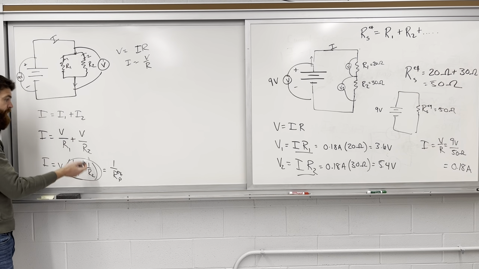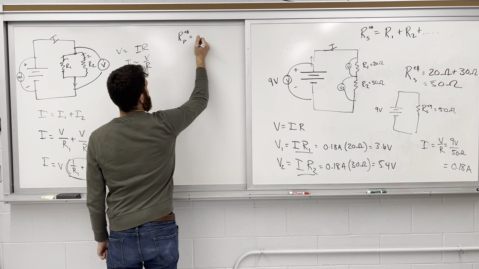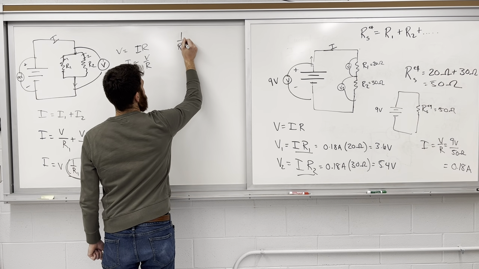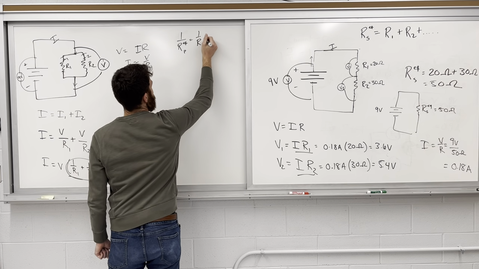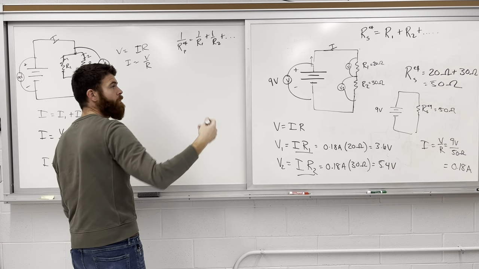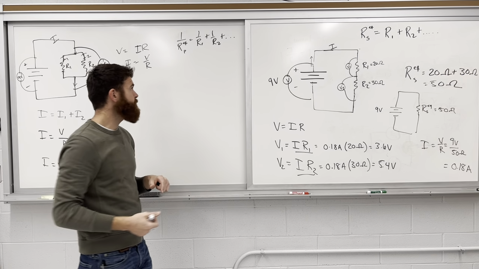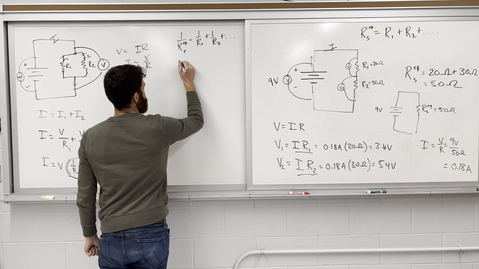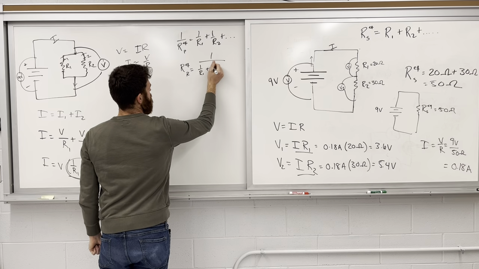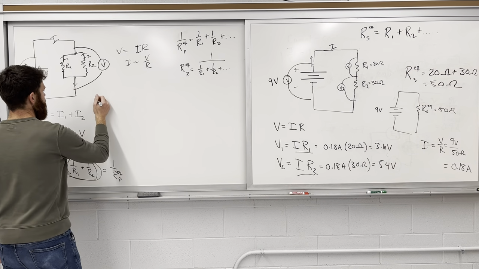So to find the equivalent resistance of resistors in parallel, I could write it this way: it's 1 over 1 over R1 plus 1 over R2, plus and so on, 1 over R3, 1 over R4, whatever. It depends on how many are in parallel. You can have another branch, another branch, multiple resistors in parallel. And so to find the equivalent resistance, you take this sum and divide 1 by it.